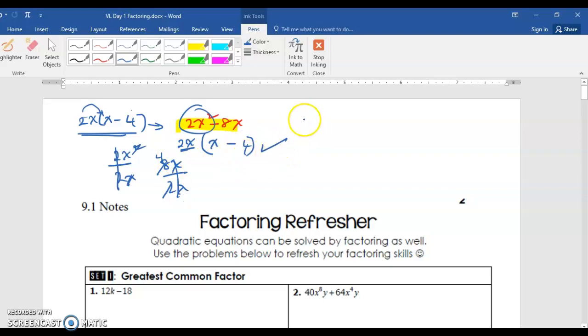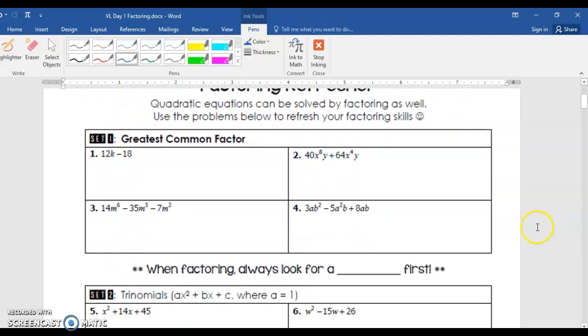So that's the concept of factoring. Factoring is the reverse process of multiplying. With that in mind, we can find the greatest common factor. The whole of factoring is running around the reverse of multiplying, okay? So here the greatest common factor is 6, so I would pull that out. 12 divided by 6 is 2, so it's 2k, minus 18 divided by 6 is 3. Alright, so that's how it goes.